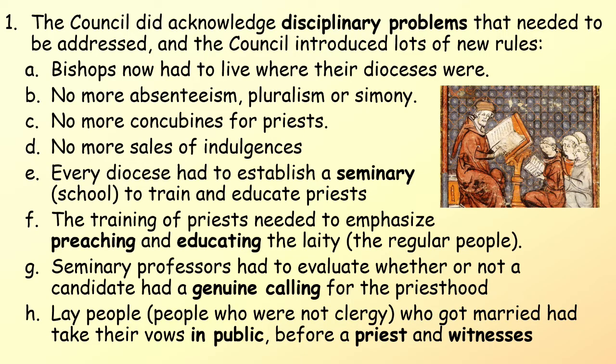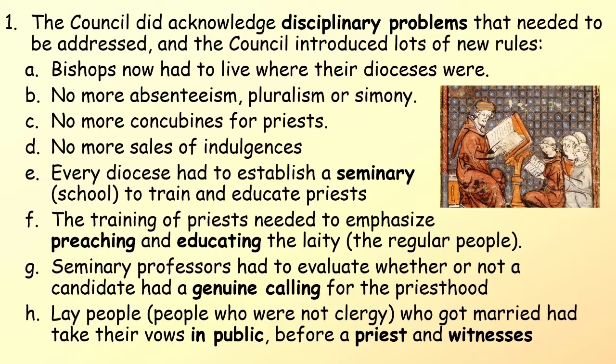There would be no more concubines for priests. In other words, priests couldn't have girlfriends. There would be no more sales of indulgences. You might still be able to get an indulgence, but the church wasn't allowed to sell you one. Every diocese had to establish a seminary, a school, to train and educate priests. And the training of priests needed to emphasize preaching and educating the laity, that is, the lay people, the regular churchgoers. Seminary professors had to evaluate whether or not a candidate had a genuine calling for the priesthood.